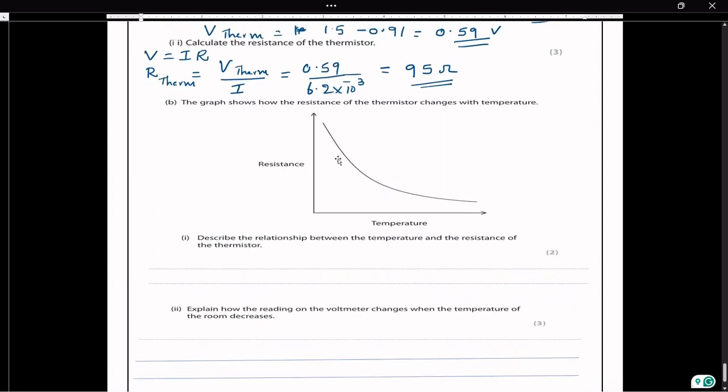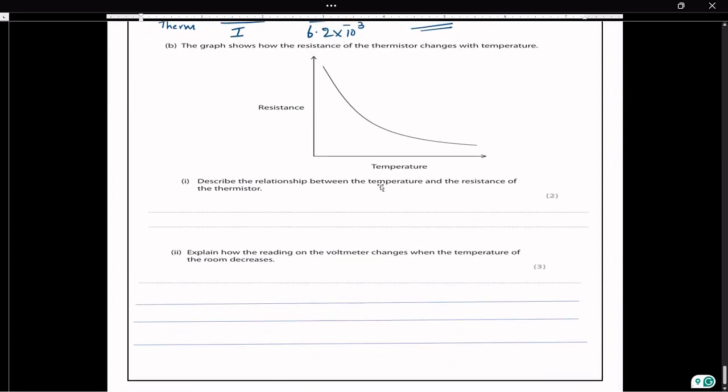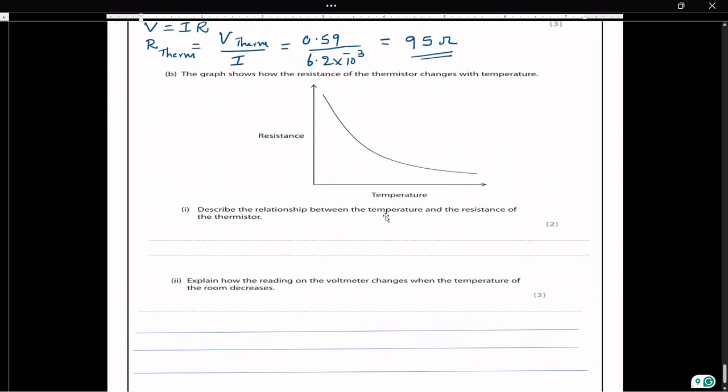Now the graph shows how the resistance of the thermistor changes with temperature. Describe the graph. 2 marks, so we can write it as 2 points. First of all, you can see that as the temperature increases, the resistance is decreasing. So this is the first observation we are having.